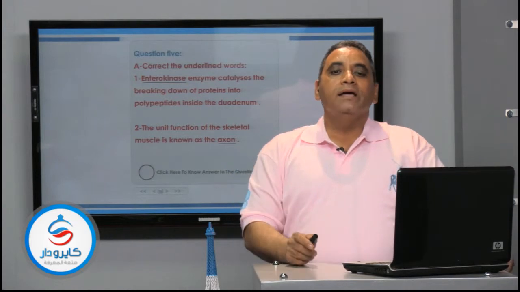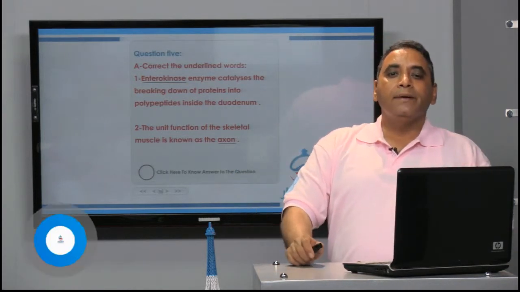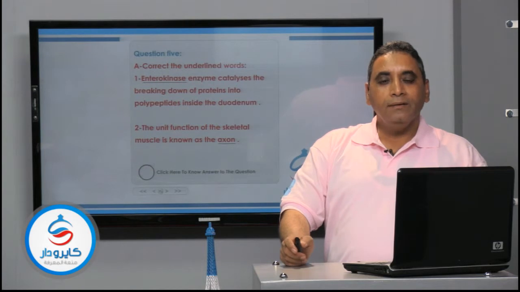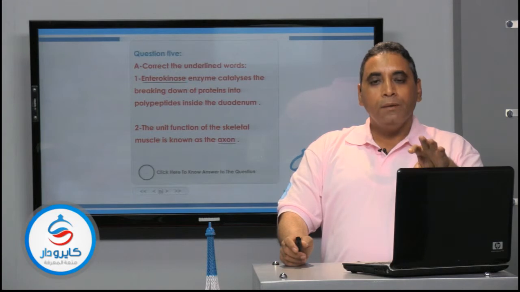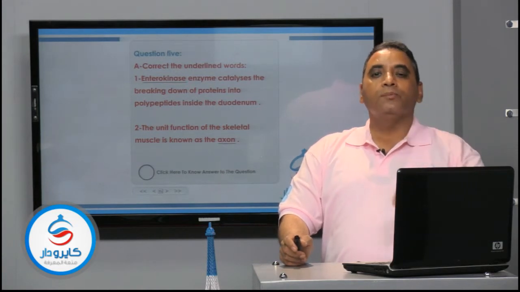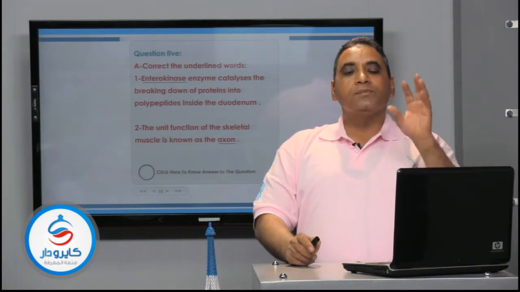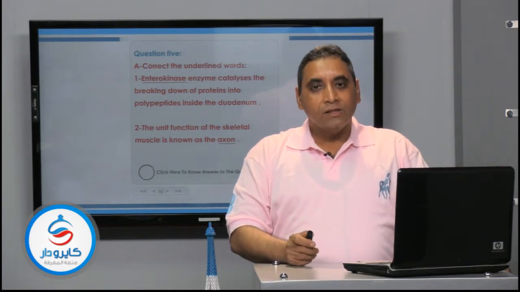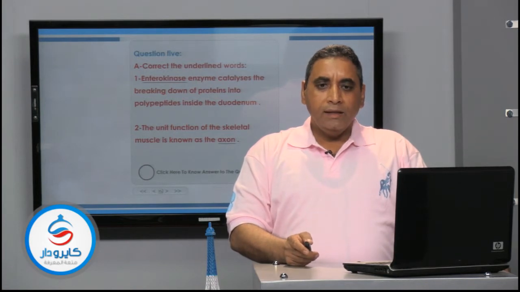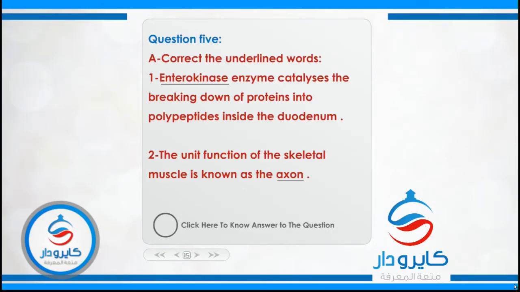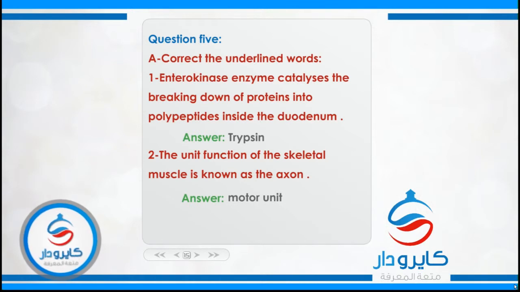Pepsinogen is activated by the HCl inside the stomach. But the question asks about the enzyme that catalyzes the breaking down of the protein into polypeptide. The enzyme is trypsin, but trypsinogen is not the right answer because trypsinogen is in an inactive state and can't change the protein into polypeptide. So the answer is the trypsin. The next part. The unit function of the skeletal muscle is known as the axon. The unit function of the skeletal muscle is called the motor unit, not the axon.